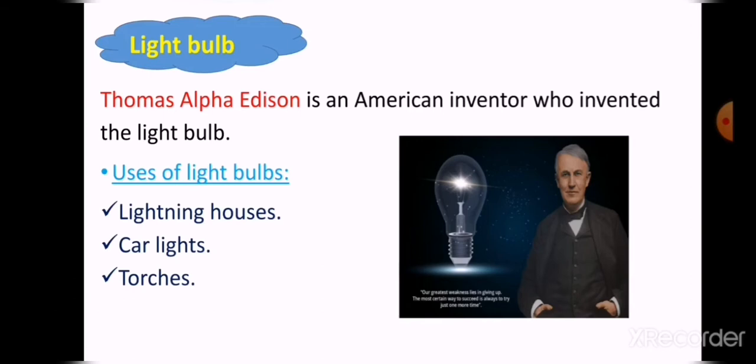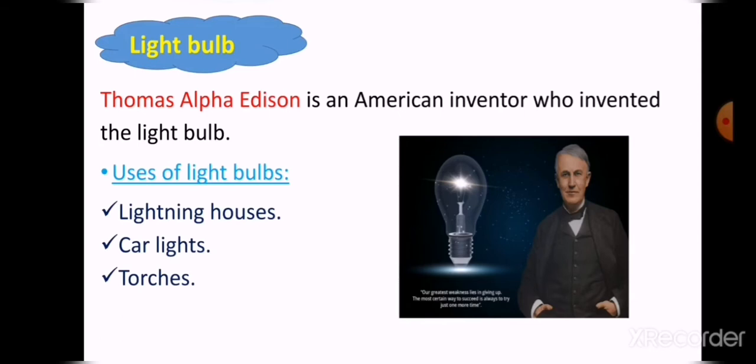Who invented the light bulb? The American inventor who invented the light bulb is called Thomas Alva Edison.